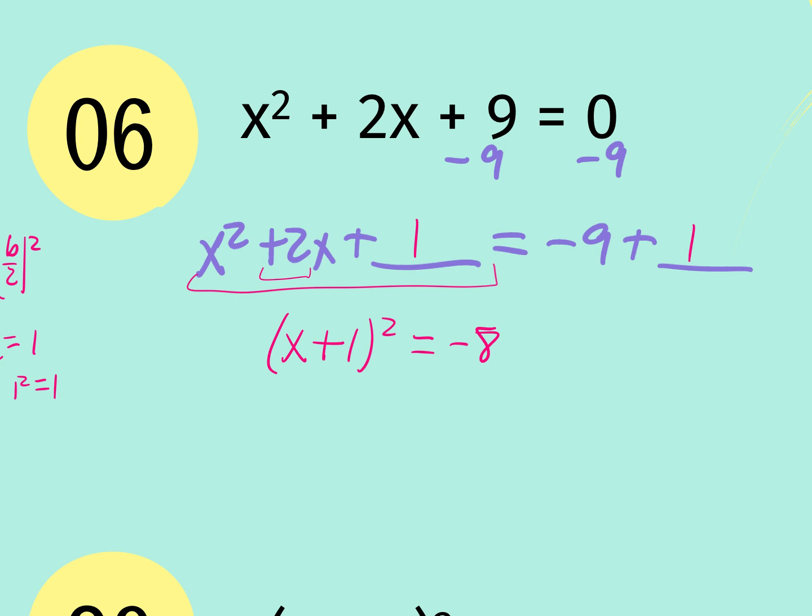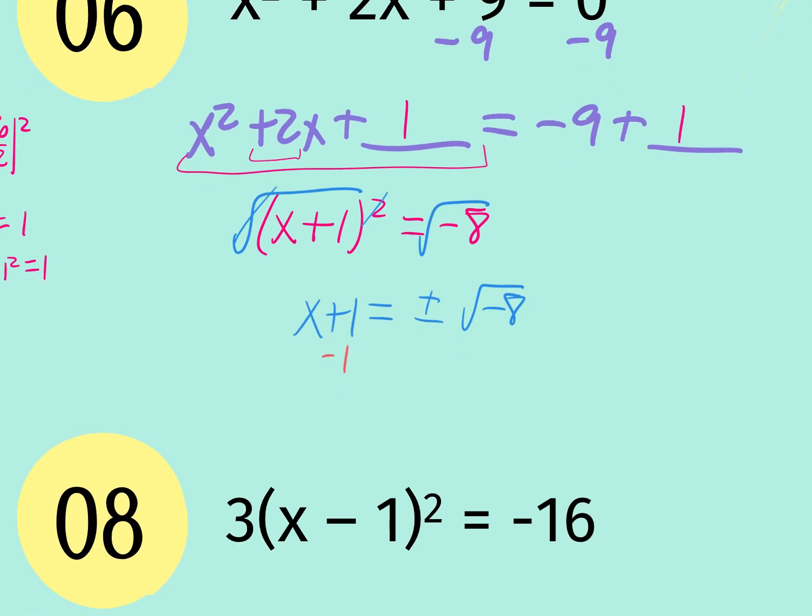All right, and now you just want to take the square root of both sides. All right, the square root and the square cancel. We get x plus 1 equals plus or minus the square root of negative 8. And then we just want to subtract 1 from both sides. So we get x equals negative 1 plus or minus, let's simplify the square root of negative 8 as well, right? The negative under the radical becomes i, all right? And the square root of 8 becomes the square root of 4 times 2, right? So then the square root of 4 becomes 2, so we get negative 1 plus or minus 2i square root of 2.